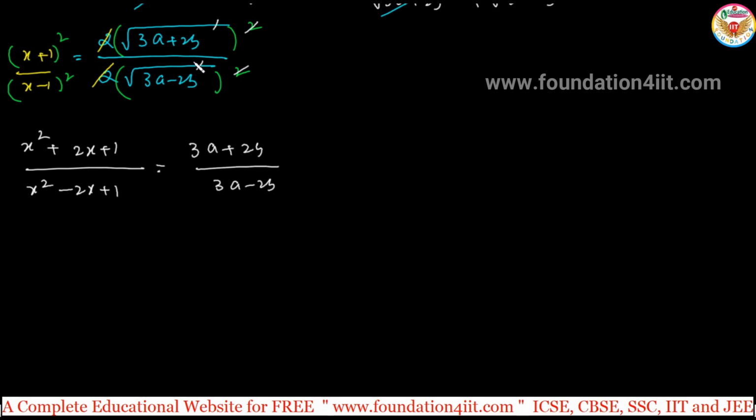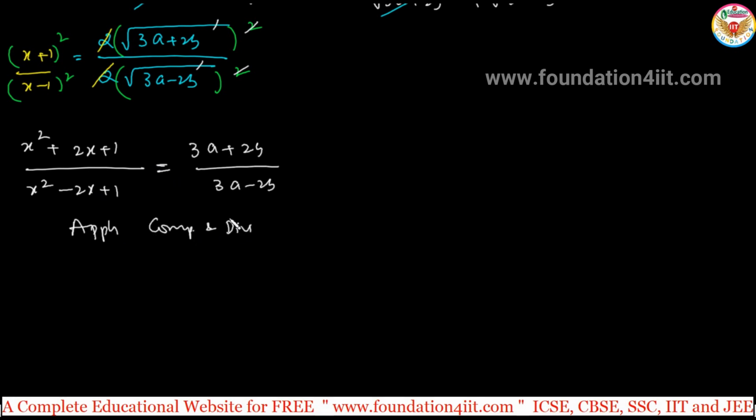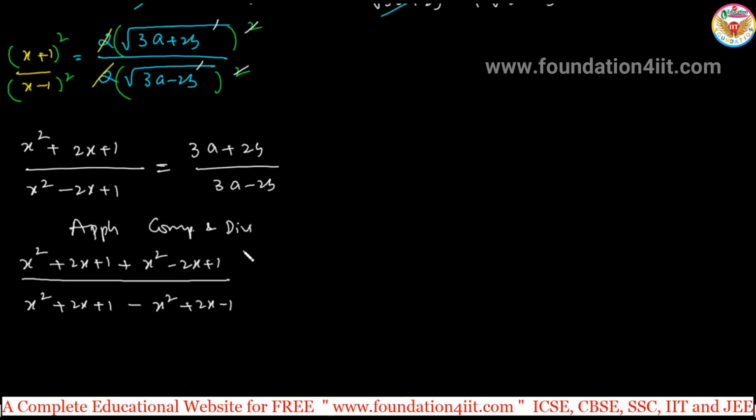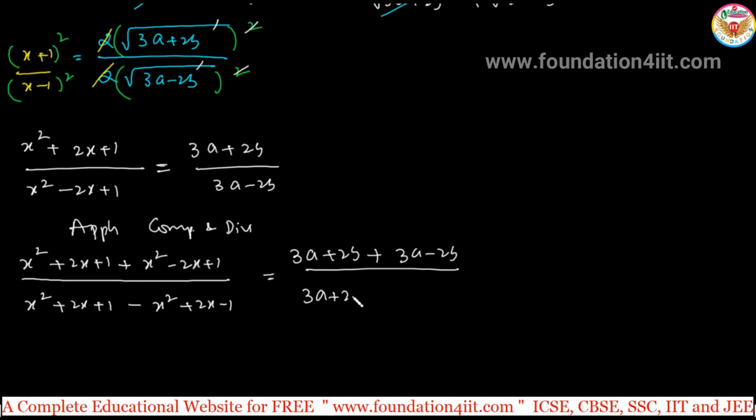Now again by applying componendo and dividendo rule. Again you have to apply, second time. That means entire numerator plus denominator: x square plus 2x plus 1 plus x square minus 2x plus 1 divided by x square plus 2x plus 1 minus of x square minus 2x plus 1, because minus of this. Same way this side, 3a plus 2b plus 3a minus 2b by 3a plus 2b minus of 3a minus 2b.